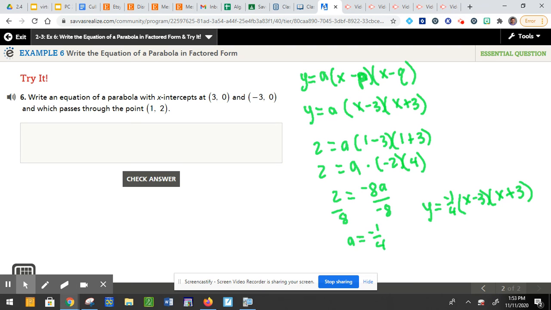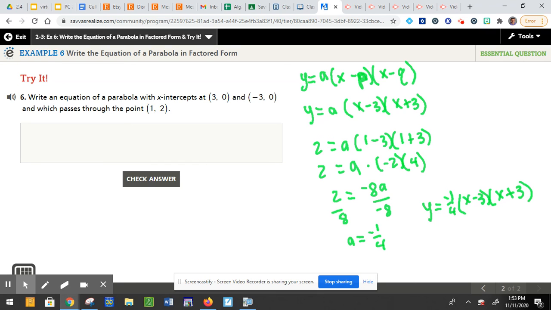Use the generic form like we talked about. The intercepts are at 3 and -3. So I substituted 3 in for both p and q. So now I have x minus 3 and x plus 3. Then I substitute the other point that I know, 1 in for the x, both x's, and 2 in for y. Now I'm going to solve for a.